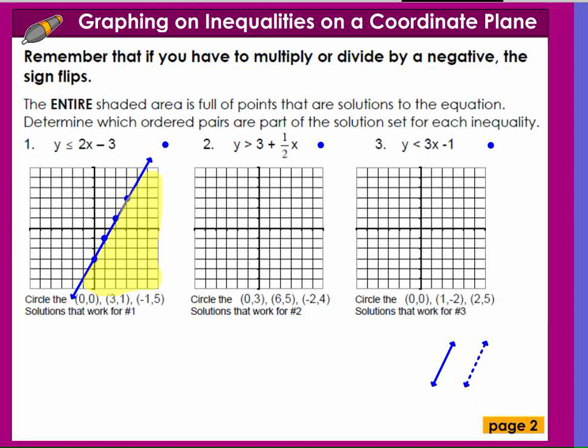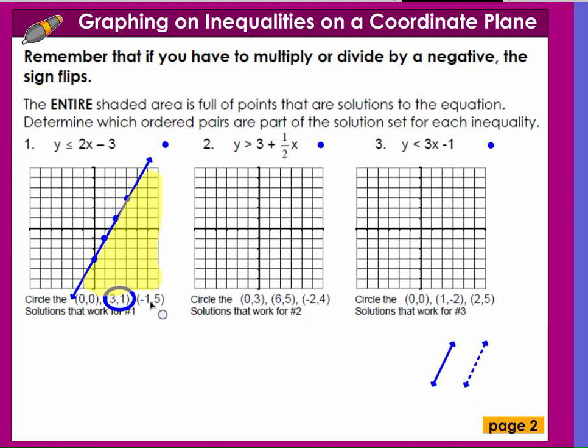So when I'm looking at this, (0, 0), does that fall in the shaded area? No, it does not. So it's not a solution. All right, let's look at (3, 1). 1, 2, 3, and then I go up 1. That's right in that yellow area. So (3, 1) is definitely a solution. I'm going to circle it.